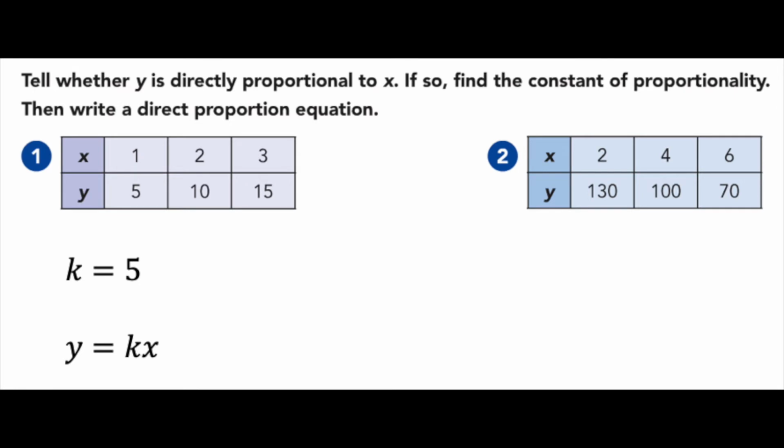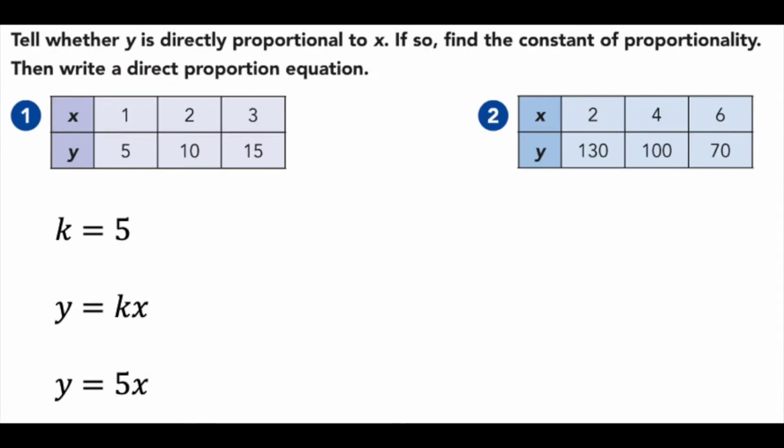Our constant in this situation would be 5. We represent a constant with the letter k. So our constant would be k equals 5. The last part of this problem tells us to write a direct proportion equation. To write a direct proportion equation, we follow the format of y equals kx. K would be our constant, so we're going to replace that, and we will write it as y equals 5x.